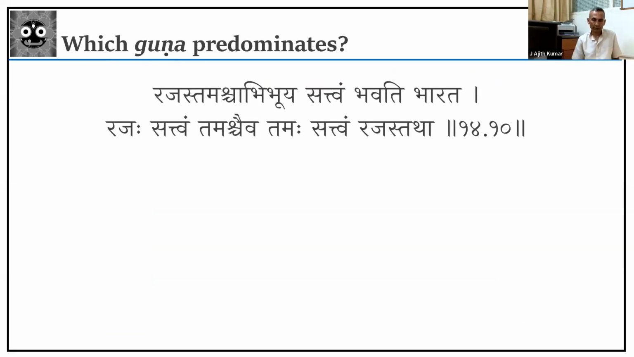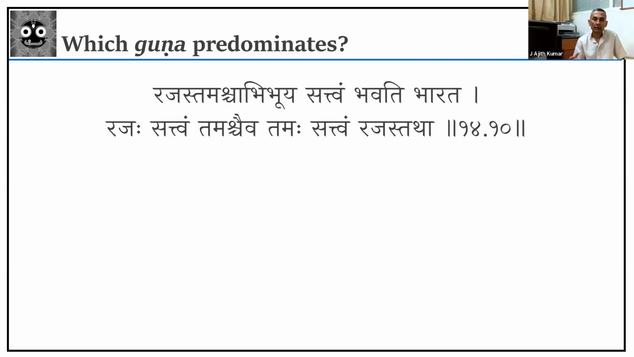Which guna predominates? Here Sri Bhagavan answers this. He says, Rajas tamascha abhibhuya sattvam bhavati bharata. Rajas sattvam tamaschaiva tamaha sattvam rajas tatha. Now, this shloka is not from the current chapter. It is from the 14th chapter, the 10th shloka. The entire 14th chapter of the Bhagavad-gita is only on these three gunas: Sattva, Rajas, Tamas. The whole chapter, beginning to end. So this shloka appears there.